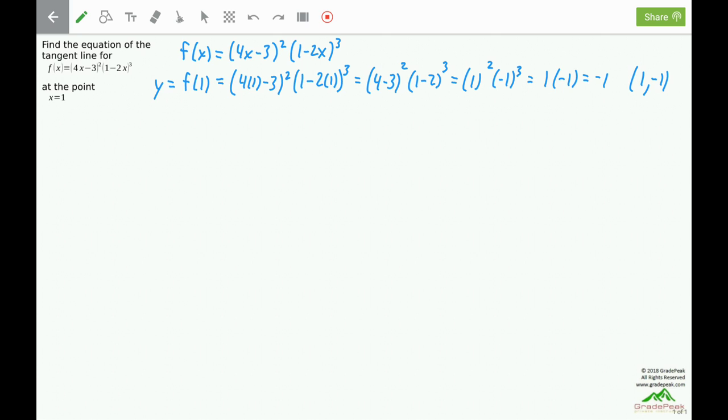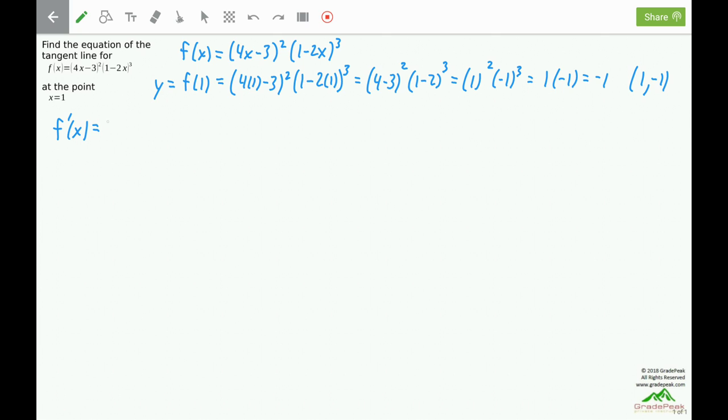The next thing we need for the equation of the tangent line is the slope. And the slope of the tangent line is the derivative. So we're going to be taking the derivative of f of x. f of x is a product of two functions. The derivative f prime of x will therefore make use of the product rule.